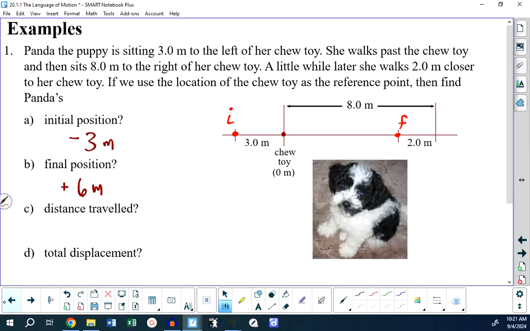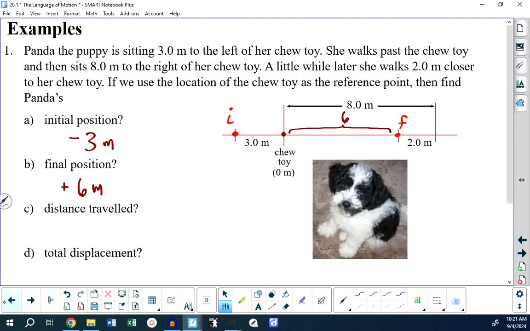So the difference between 8 and 2 is 6. I'm sure you've clued into how I'm getting 6. That's where the 6 meters is coming from. And she is to the right of the chew toy, which is the reference point. Okay, so how far has she traveled? We don't need to use complicated physics or definitions here. How far does she walk?